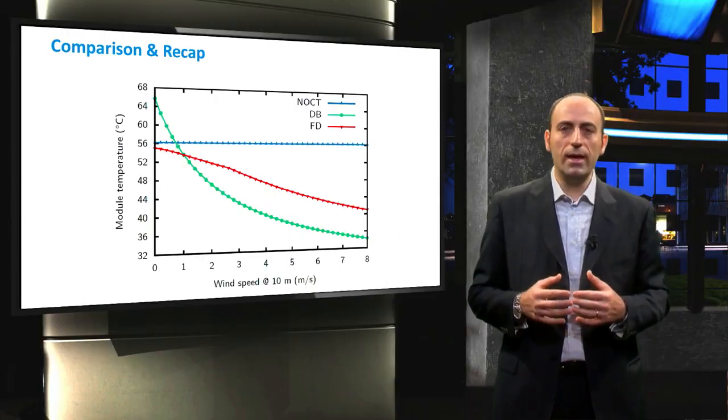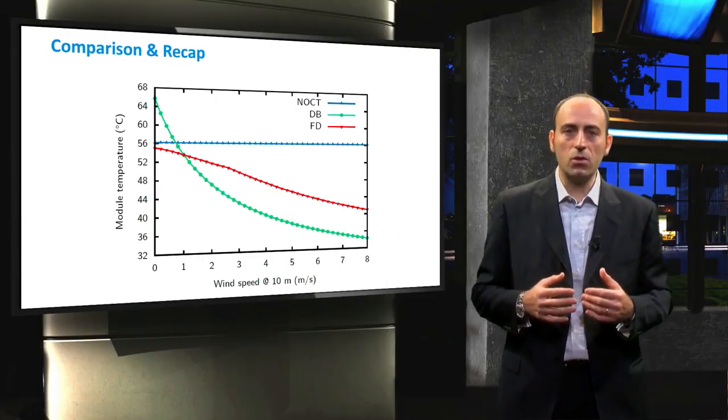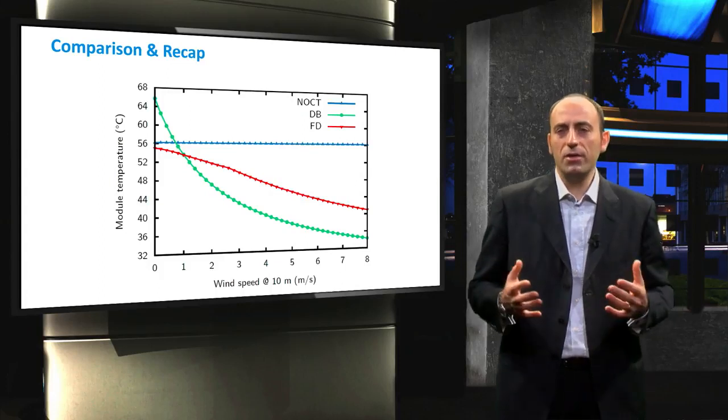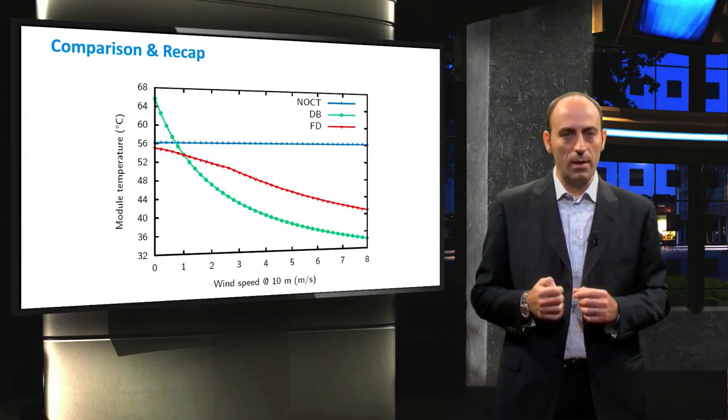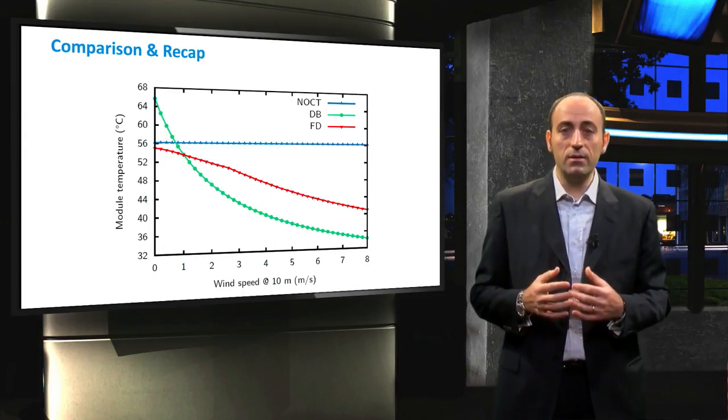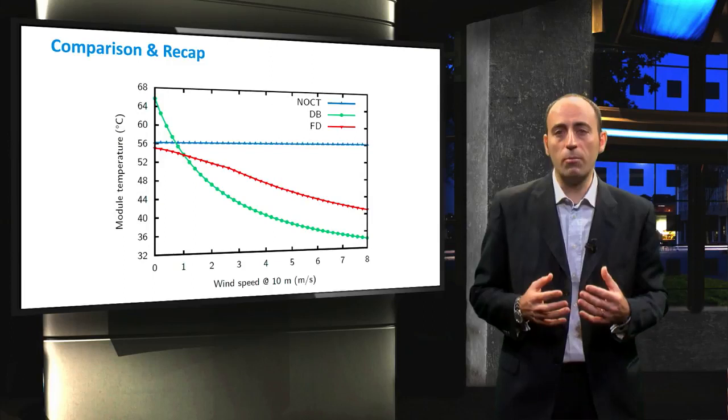To conclude, the NOCT and the DB models constitute two extremes and are easy to use, while the highest accuracy is reached with the fluid dynamic model. The downside is that this last model is also the most complex.